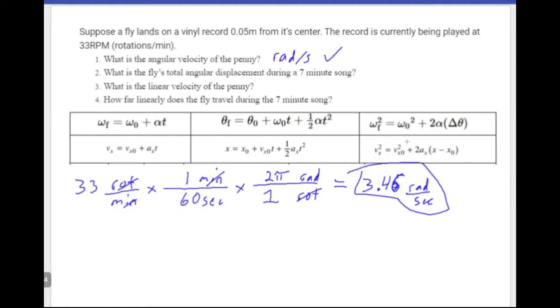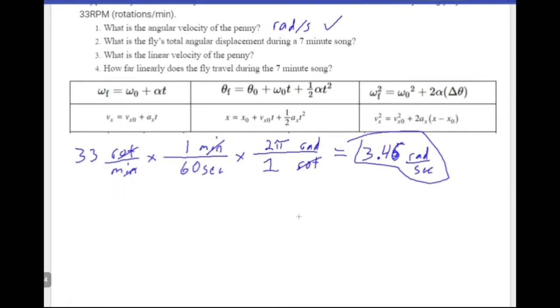Now that we have that angular velocity, we can go ahead and figure out the angular displacement. It says that the song is 7 minutes long. That's a really long song. And if we notice, it gives it to us in minutes. We know though that we want seconds. So 7 minutes is actually going to equal 420 seconds because I'm going to take 7 and multiply it by 60 because there's 60 seconds in a minute.